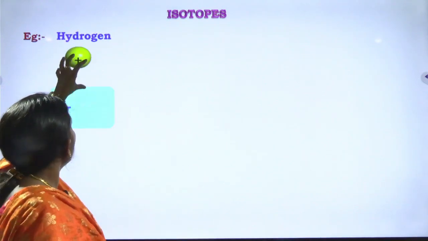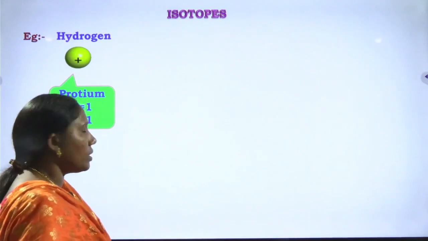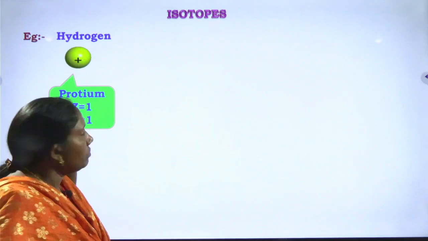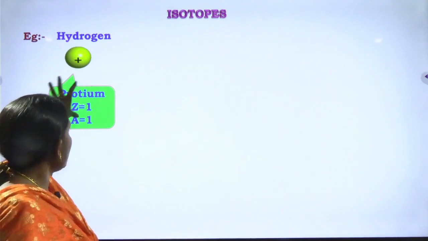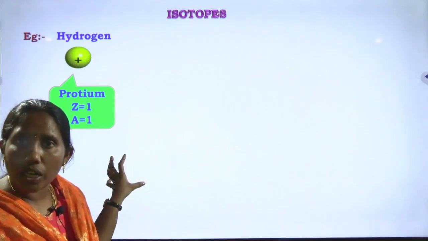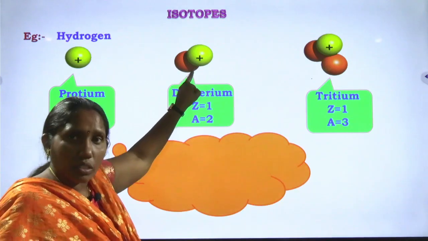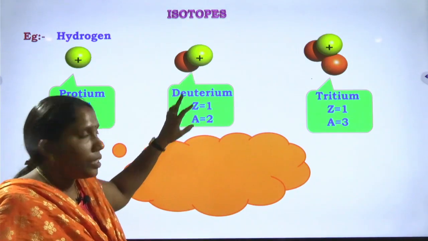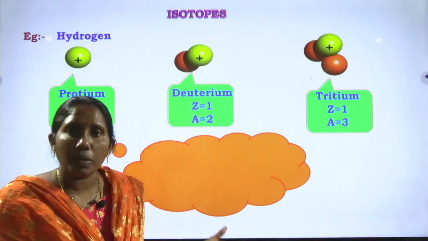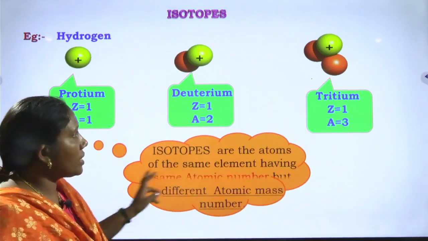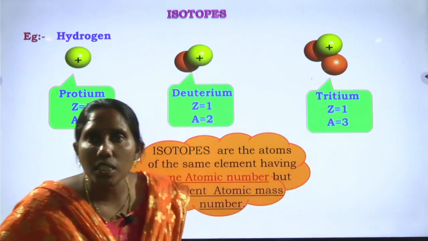Hydrogen has only one proton present, so its atomic number is 1. Its mass number is also 1. So it is called protium, because only one proton is present. The other one is deuterium. In deuterium, the atomic number is 1 and the mass number is 2. In the case of tritium, the atomic number is 1 but the mass number is 3.